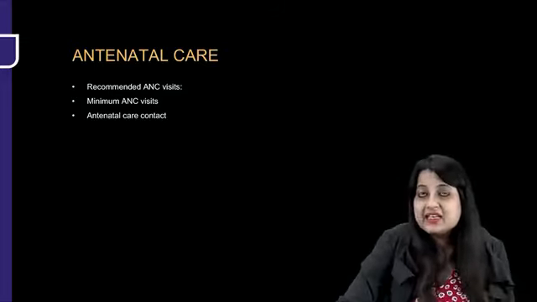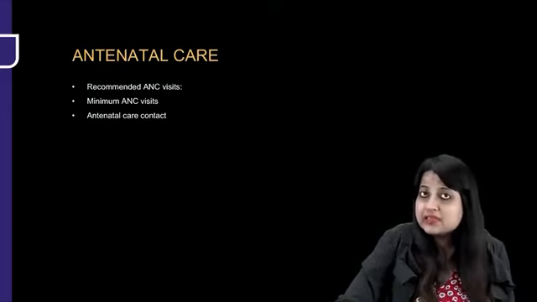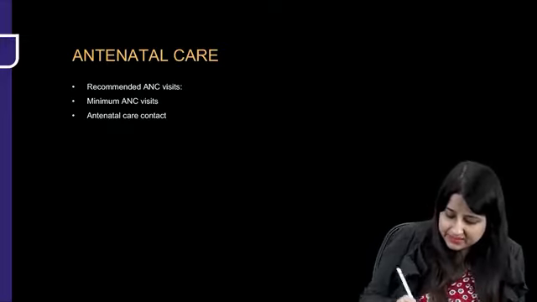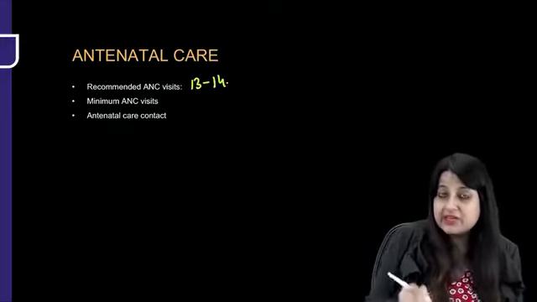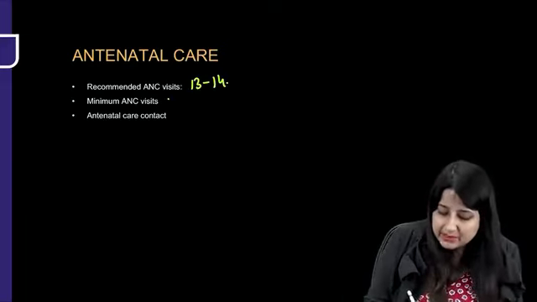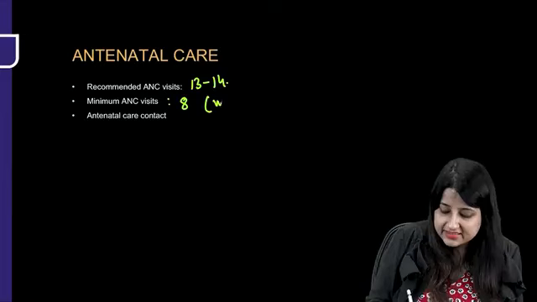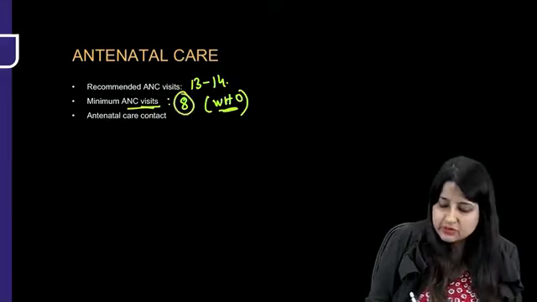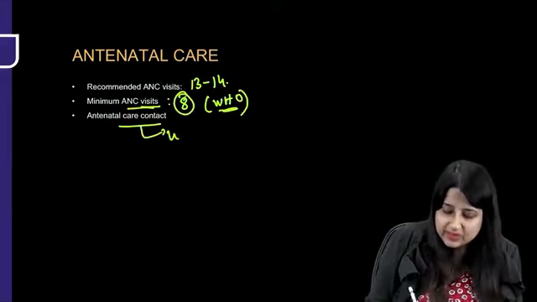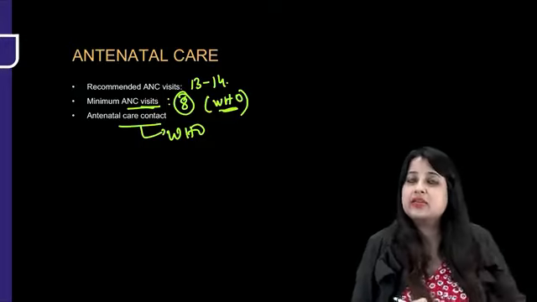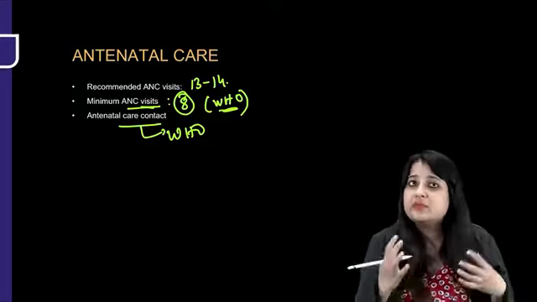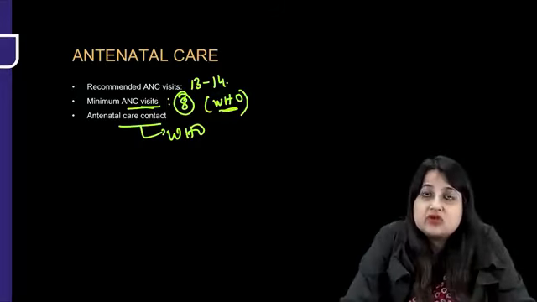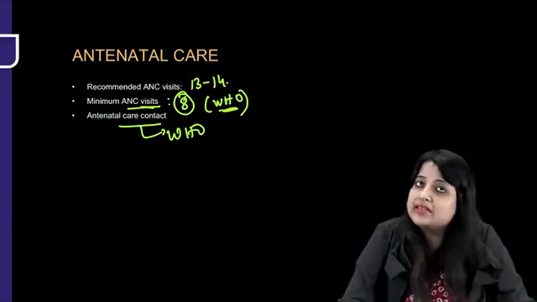So the first thing in antenatal care which they ask is that how many visits are recommended, how many visits are minimum, and things like that. So recommended ANC visits, if somebody asks you, it is 13 to 14. Recommended means the ideal, but minimum ANC visits now is 8. Okay, this is according to WHO, and this minimum ANC visits is per se known as antenatal care contact. Instead of using the word visit, we are using a word care contact because it portrays a stronger connection between the healthcare worker and the pregnant female.